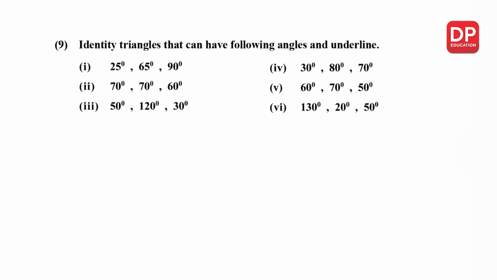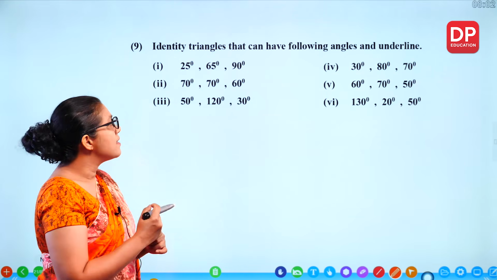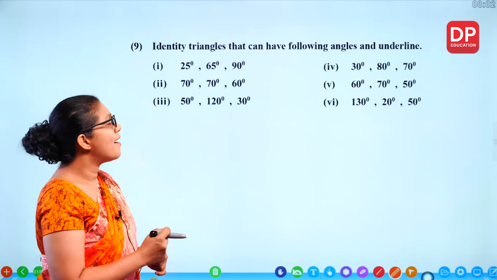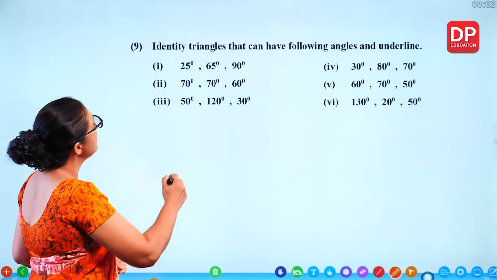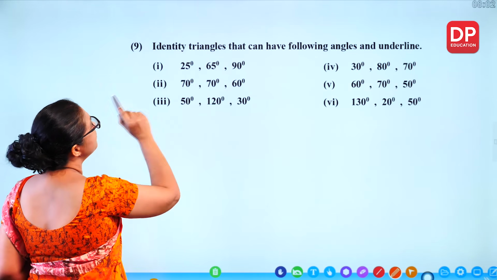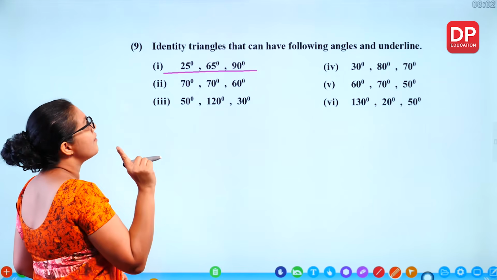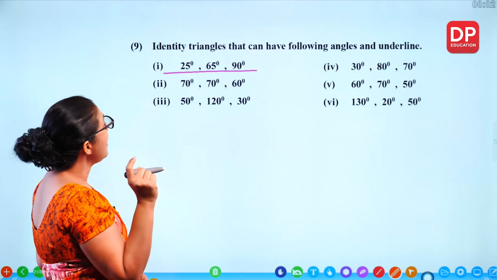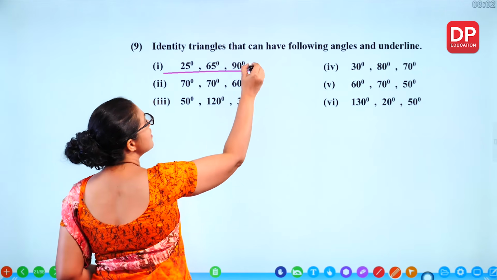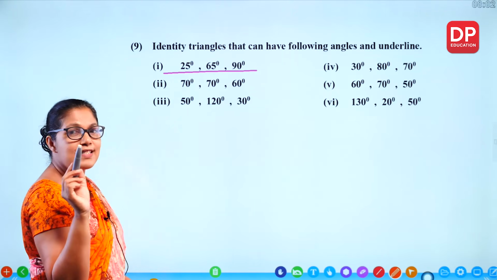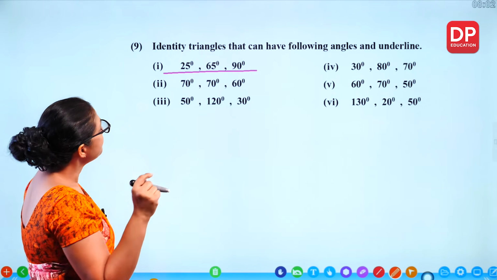Identify triangles that can have the following angles and underline. So what's the property? The sum of interior angles adds up to 180. So we need to check whether you get 180. So 65 and 25, 90. 90 and 90, that's 180. So that's a triangle. Is it acute? No, a 90 degree angle is there. Right angle triangle.